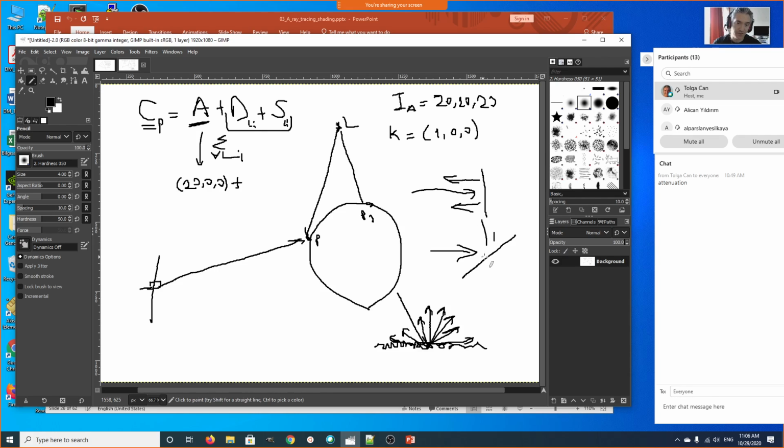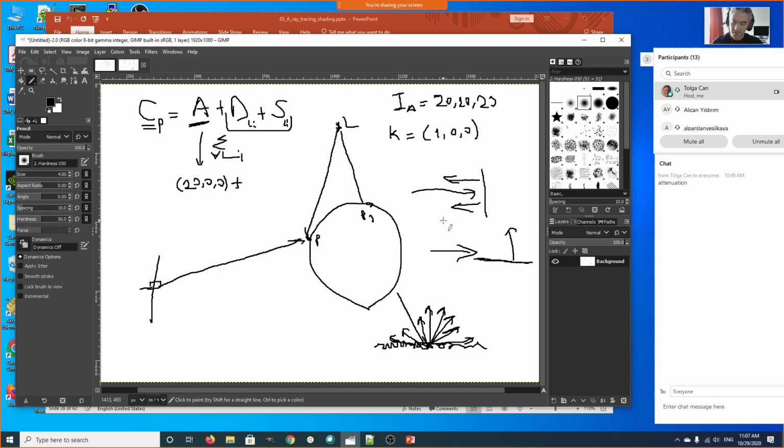Or, at the extreme case, imagine your surface was like this. Its normal vector is 90 degrees to the incoming light direction. In that case, nothing can be reflected, right? The light rays simply graze through, they just skim through this surface. They cannot be reflected off the surface, okay?